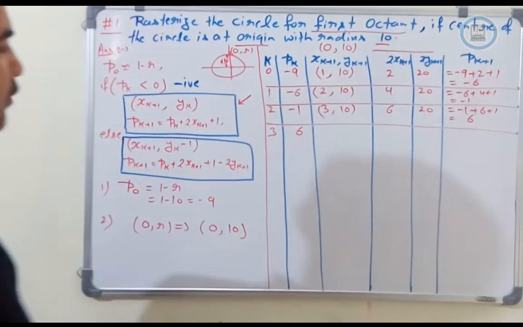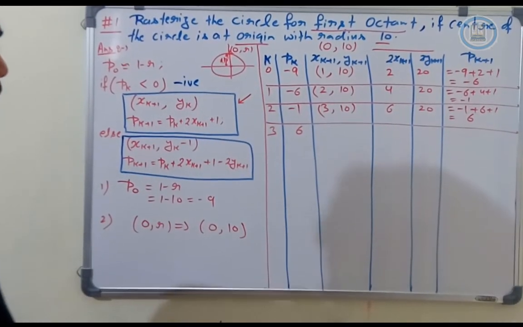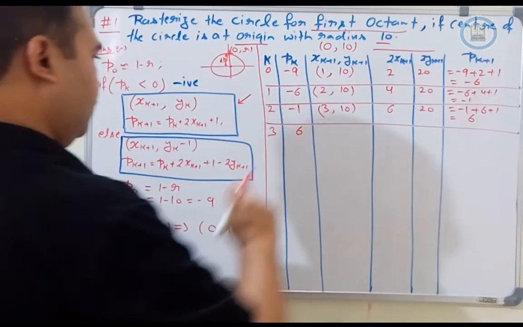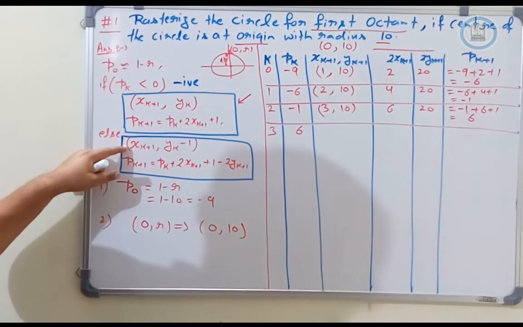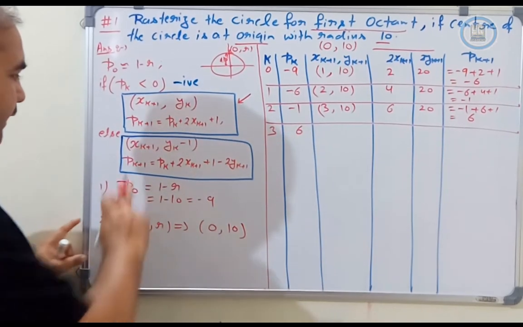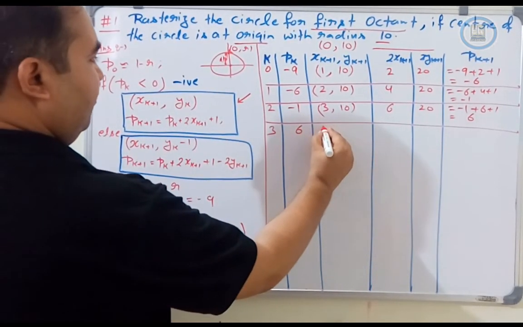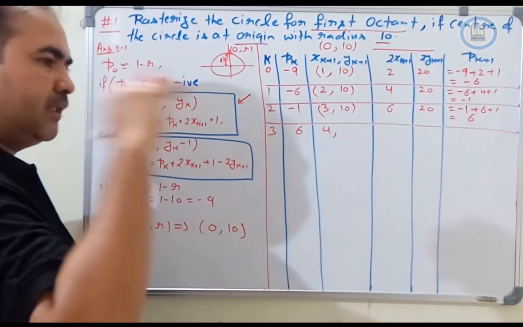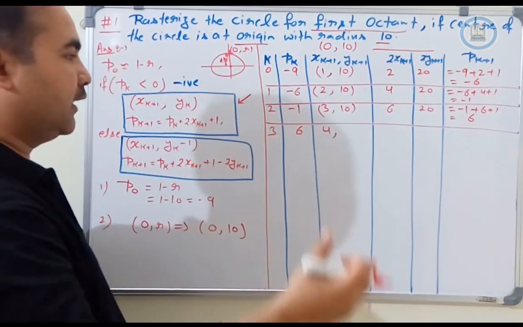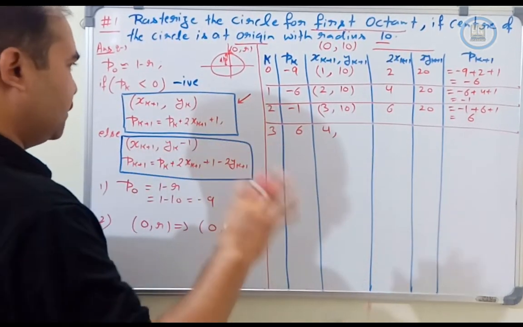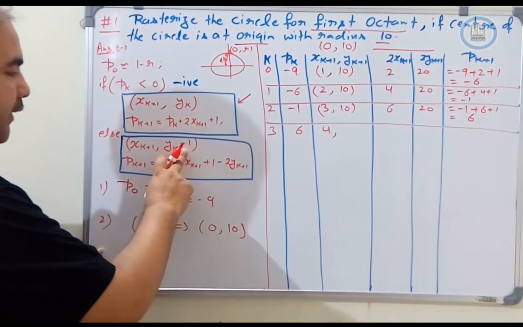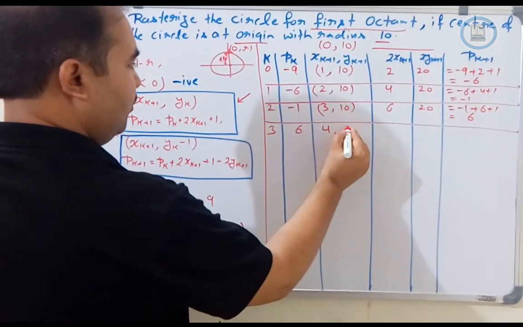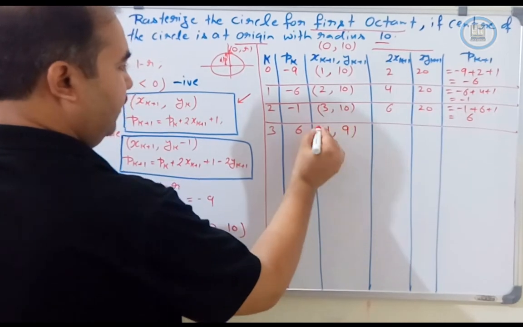When you are having the value 6, what you need to do? When the value is positive, the pixel value, it is saying that xk plus 1 comma yk minus 1. Xk plus 1 is 4 because we are incrementing in the x direction, unit increment. So this value, there is no change, only we need to take the decision on y value. This is yk minus 1. So this time the value of y will become 9.